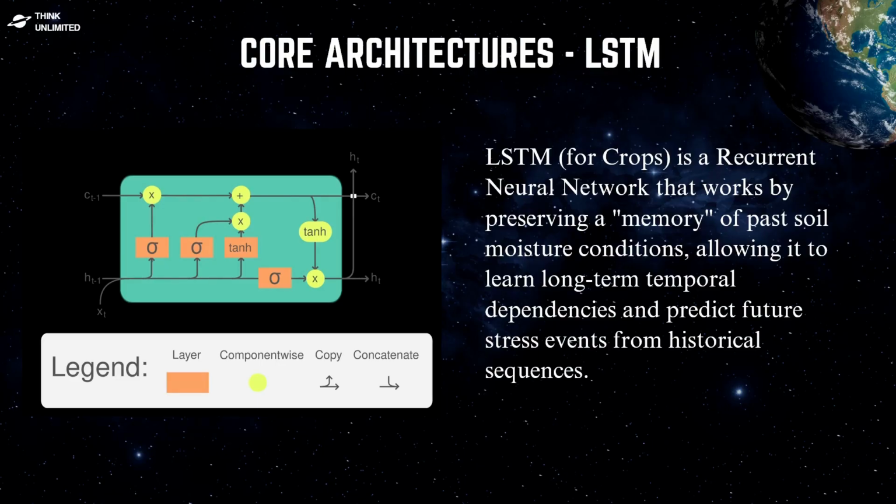So we use LSTM as a solution, in which the text on the slide explains that the LSTM works by preserving a memory of past conditions. Now, if you look at the diagram, you see a complex system of gates, which is represented by these yellow and orange boxes. Conceptually, think of this like a conveyor belt. The monitor takes in a sequence of historical soil moisture data as it moves through time. These gates decide what information is important enough to keep and what can be forgotten. The result is that by learning these long-term temporal dependencies, the model can look at the soil moisture history from last month to accurately predict a crop stress event that might happen next week.